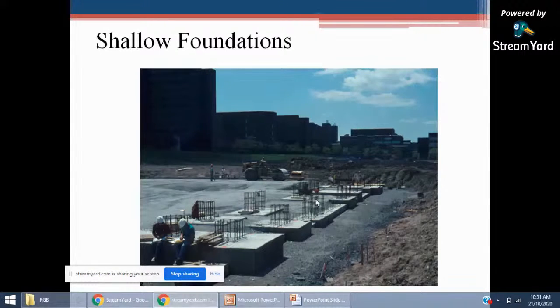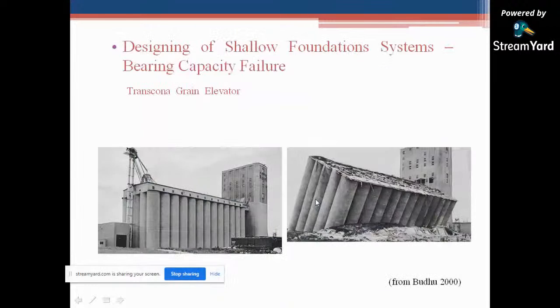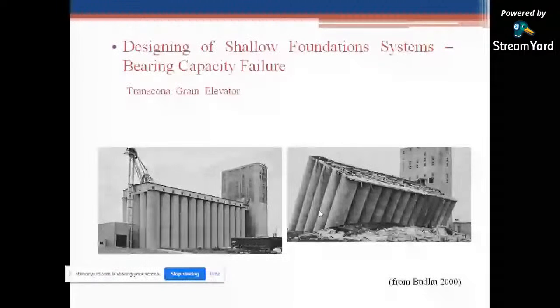These are now the design of shallow foundation system and bearing capacity failure. Transcona grain elevator: this construction was done on soft soil, and because the bearing capacity was not taken into account, the bearing capacity failed.